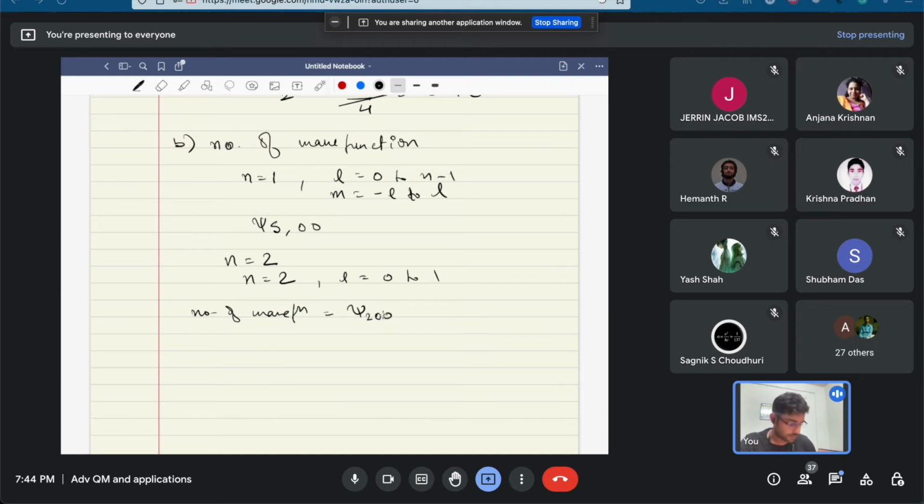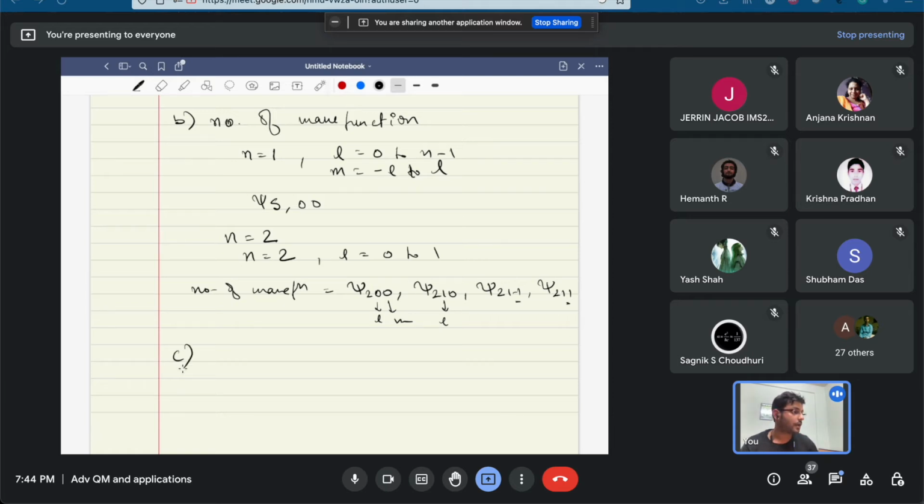So the wave functions that we can get are psi 2 0 0, first of all, the S state. Then we have psi 2 1 0, psi 2 1 minus 1, and psi 2 1 1. So this is the L, this is M. For L equal to 1, we can have M as 0, minus 1 and plus 1. So here we only get these 4 wave functions, and for n equal to 3, you will end up with a larger number of wave functions.